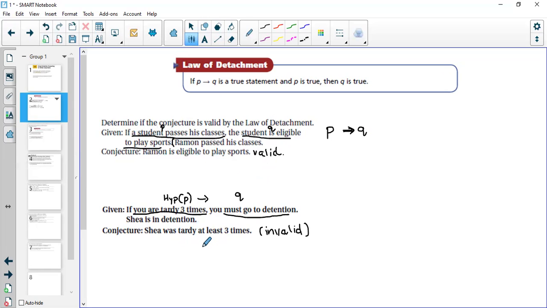But here the case is different. She can be in detention for some other reason. Here we cannot say that maybe he's playing sports for some other reason, because the rule is: if a student passes class, then he is eligible to play sports.